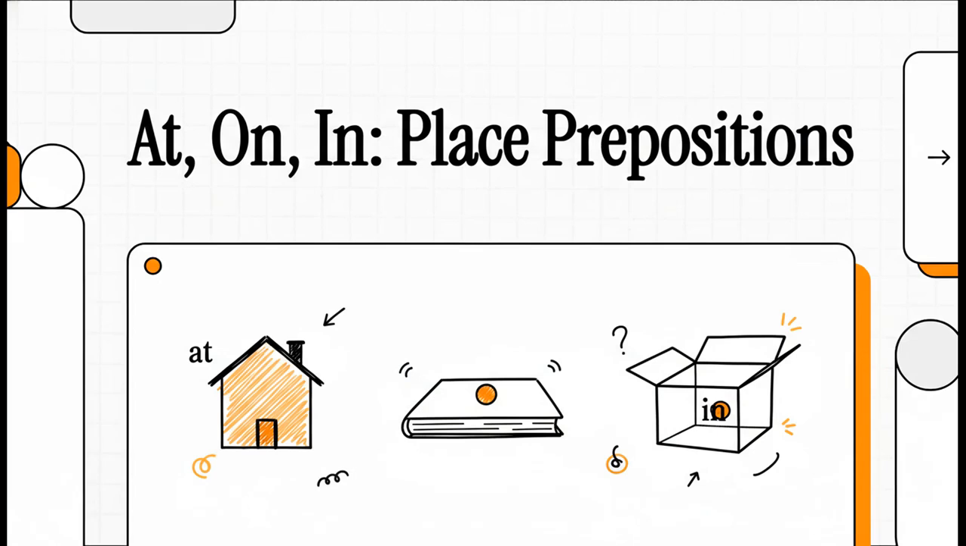All right, let's talk about three tiny words that cause some of the biggest headaches in English: at, on, and in. They look so simple, right? But using them correctly can be, well, a little bit tricky. So today, we're going to dive in and get this sorted out once and for all.